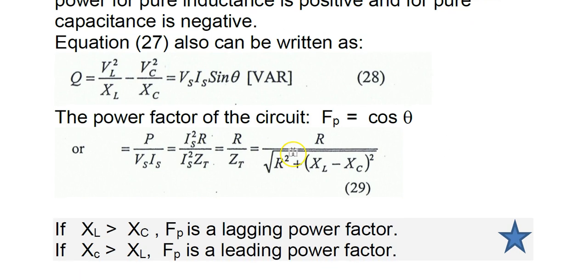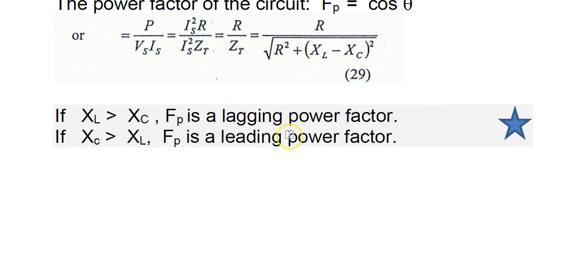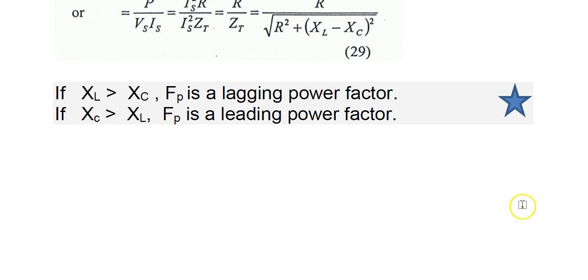In this case, the power factor is cos theta, the phase angle difference between the voltage and the current. We can also calculate it based on P divided by Vs times Is, equals Is squared R over Is squared Zt, or the ratio between the resistor and the total impedance. So it's a very useful way for us to determine this. If XL is greater than XC, we say the power factor is lagging. If XC is greater than XL, we say the power factor is leading, similar to our lab experiment.